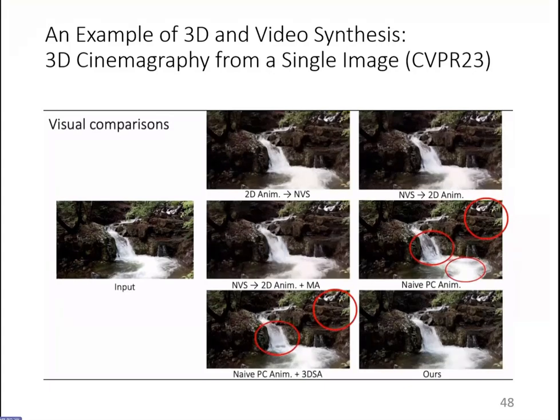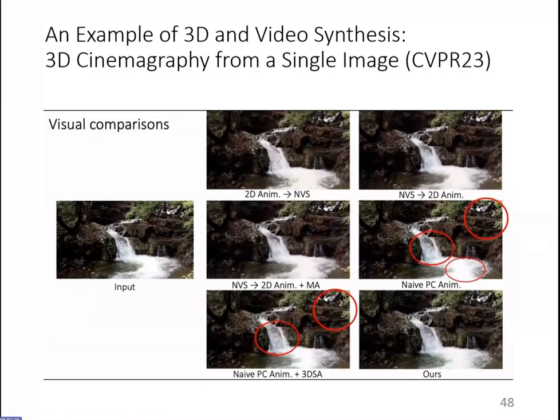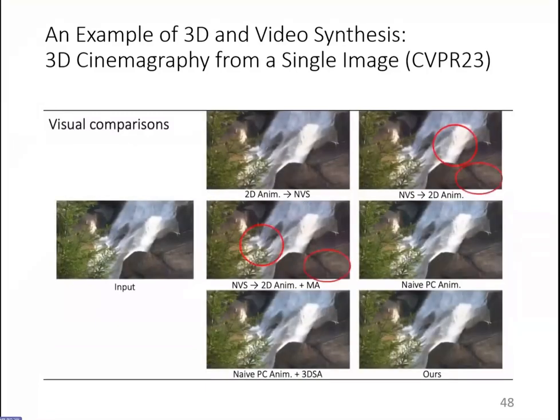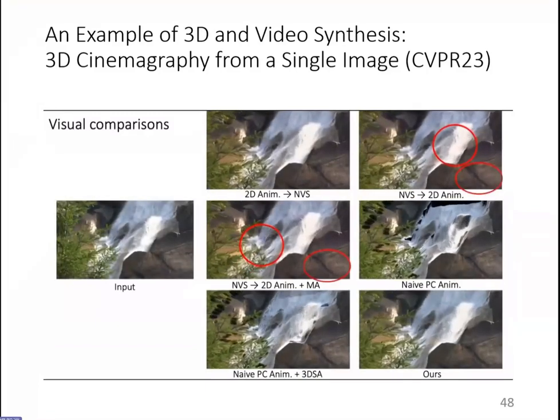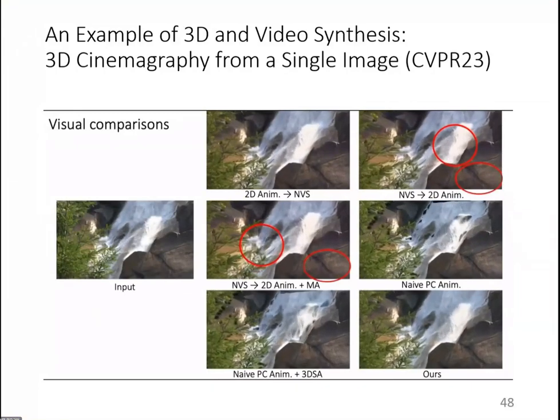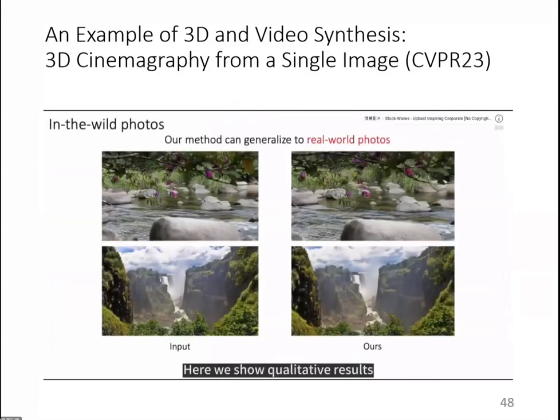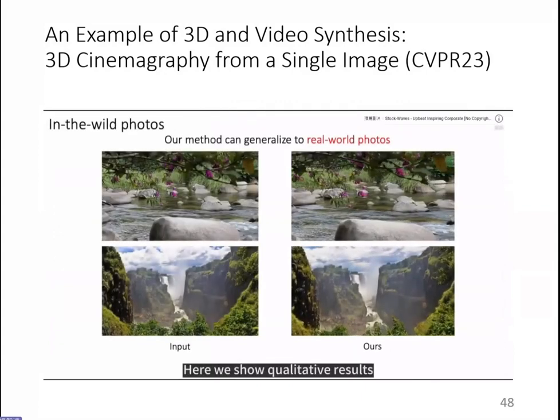Here, we show some visual comparisons. Our method produces plausible animation of the scene while allowing camera movements, which is achieved by representing and animating the scene in 3D space. Here we show qualitative results.